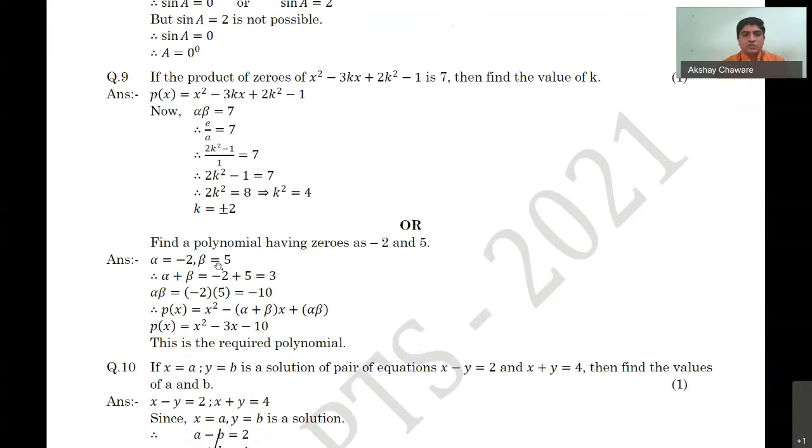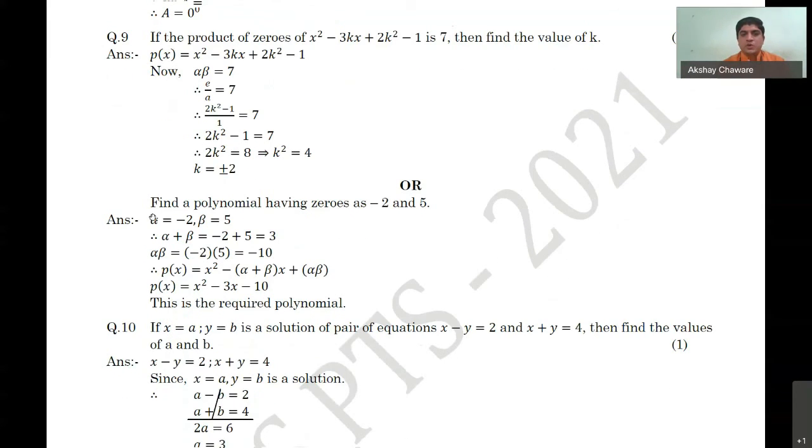Now the second question, the optional question, was find a polynomial having zeros as minus 2 and 5. Students make a mistake here, by mistakenly they consider the sum of zeros as minus 2 and product of zeros as 5. No, but it is given that zeros are minus 2 and 5. So zeros means we have to consider alpha and beta. Okay, so here we have to take care whether the sum of zeros and product of zeros is given or only zeros are given. This is a common mistake which is normally seen in the paper.